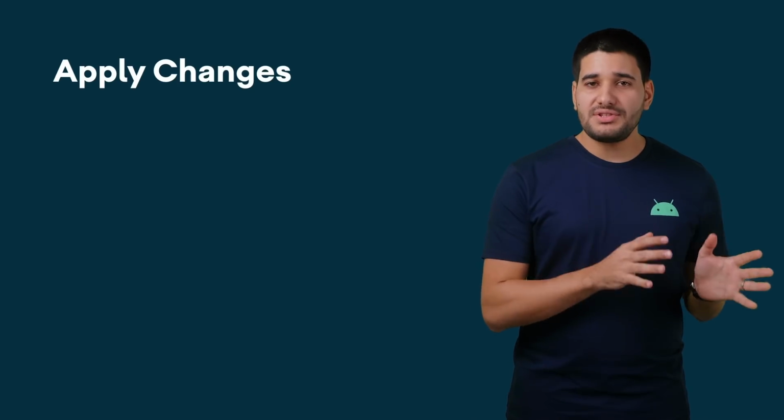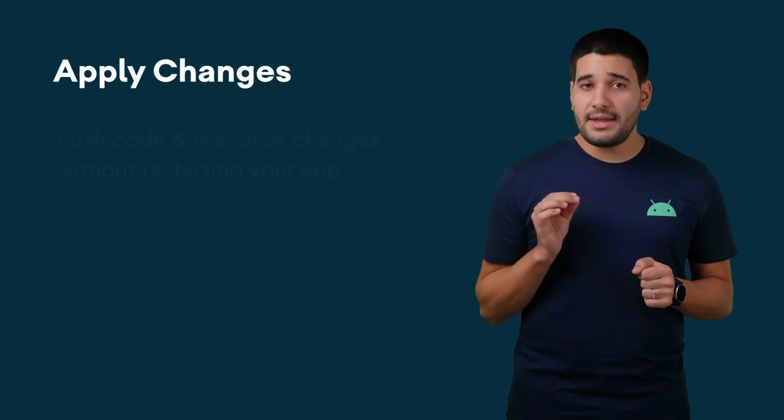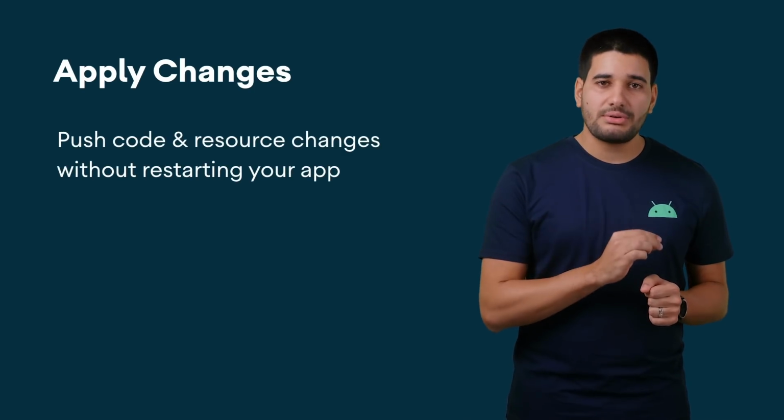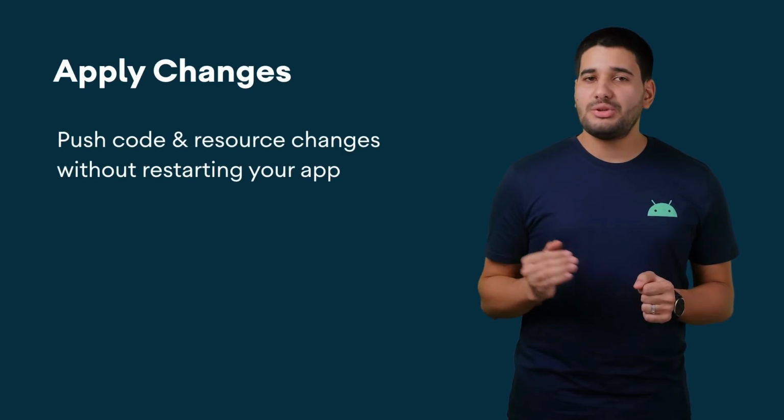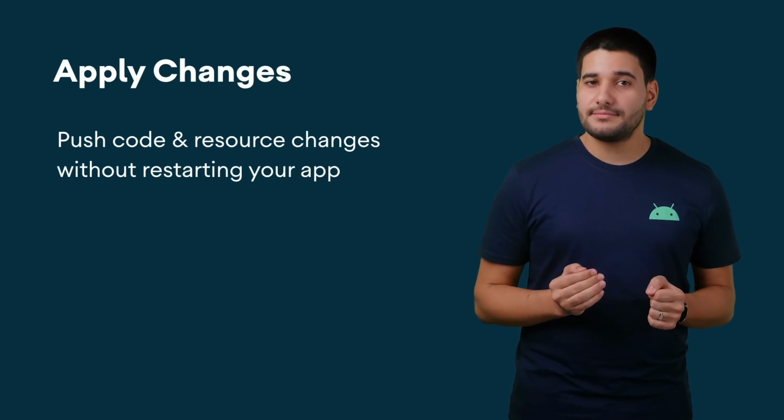On Android Studio 3.5, we introduced Apply Changes, which lets you push code and resource changes to your running app without restarting it by redefining classes on the fly. With Android Studio 3.6, you can now add a class and then deploy that code with Apply Changes without having to restart your whole application.